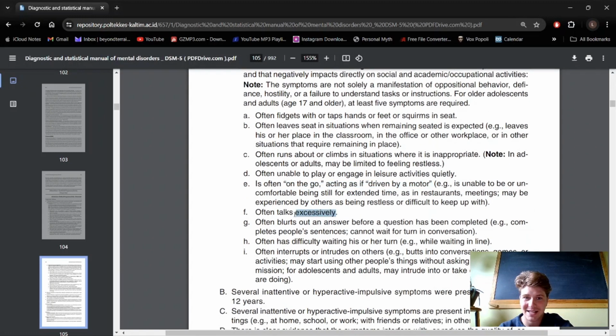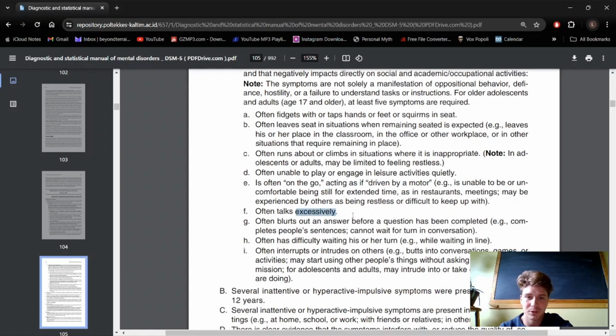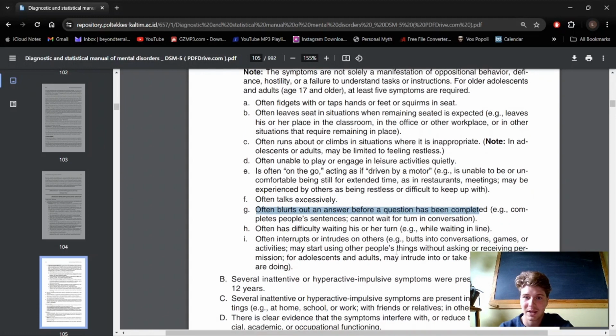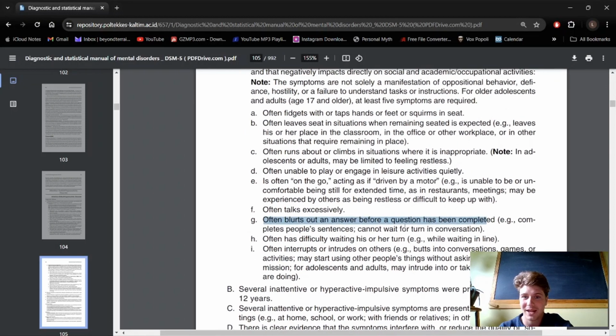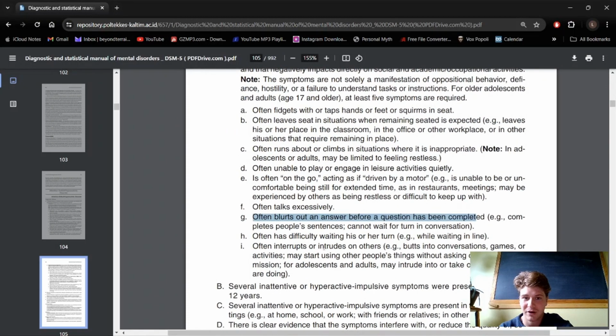Often talks excessively. So I'd like to know what excessive is. It also depends on your view of the individual. We'll return to that in a moment. Blurts out an answer before a question has been completed. Often has difficulty waiting his or her turn. Often interrupts or intrudes on others.